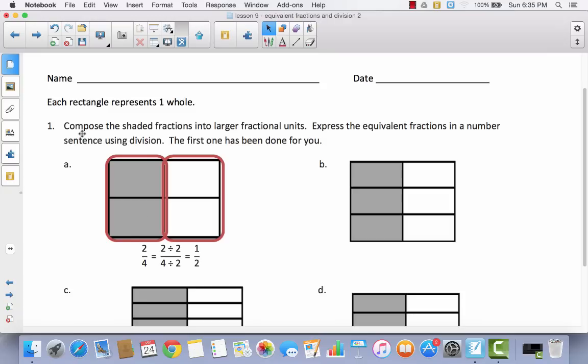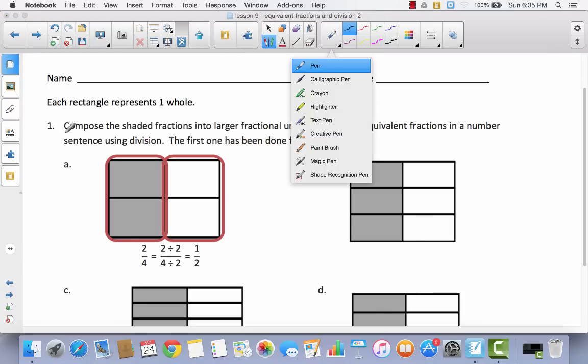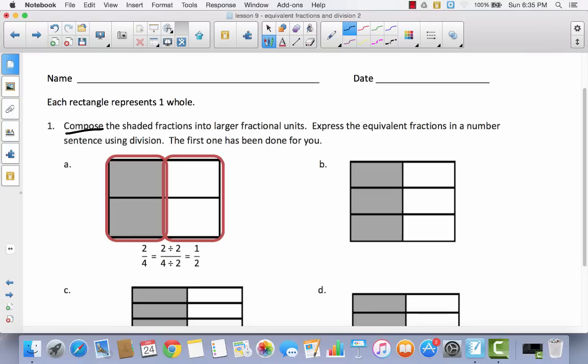Now what we're going to do is, instead of decomposing the shaded fractions, which means we're taking these larger units and we're breaking them down to smaller units, I want you to notice the verb that they use. Instead of decompose, they use the verb compose. So we're taking these smaller units and we're grouping them together to make larger units, just like we did in our math journal. And then we're expressing this in a number sentence using division.